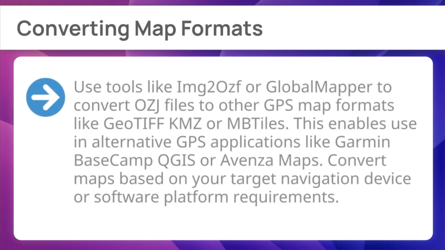Finally, converting map formats. Use tools like IMG2OZF or Global Mapper to convert OZJ files to other GPS map formats like GeoTIFF, KMZ, or MB-Tiles. This enables use in alternative GPS applications like Garmin Basecamp, QGIS, or Avenza Maps. Convert maps based on your target navigation device or software platform requirements.